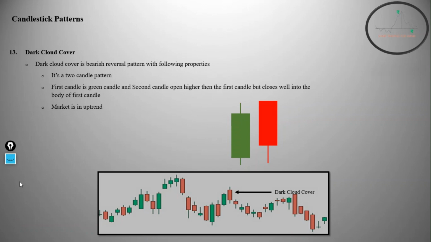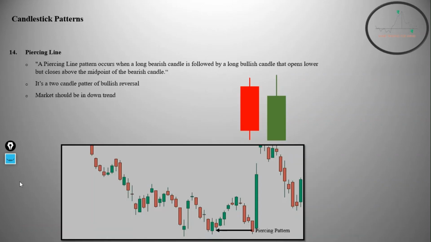So now moving on to the next pattern, it is the piercing line. The piercing line is the opposite of dark cloud cover. So here the previous candle is a red candle and the following candle is a green candle.